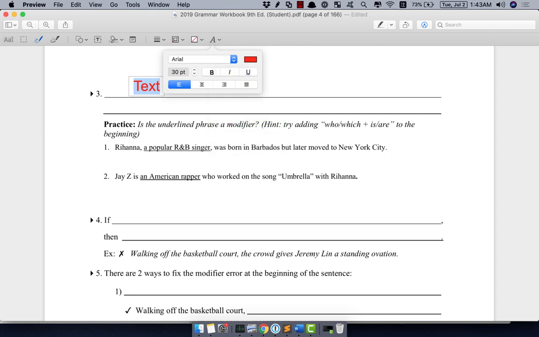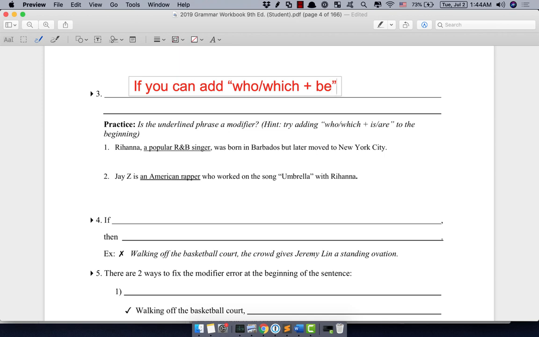Okay. And the notes here are, if you can add who or which plus be. I'm not sure if you know what a to be verb is. If you know what a to be verb is, you can write who or which plus be. If you don't know what a to be verb is, then don't write be here because then the notes wouldn't make sense to you. What you can write down is that to be verbs are words like is or are or were or was or am.